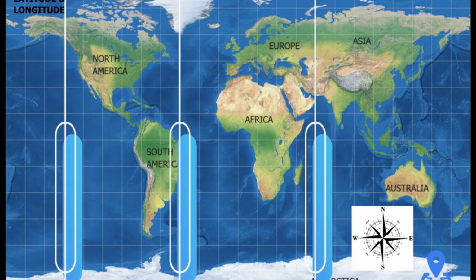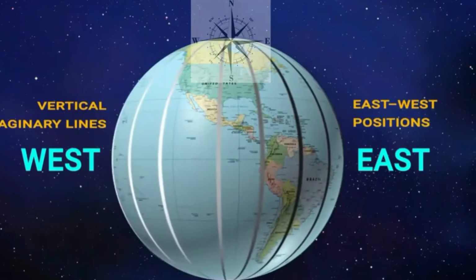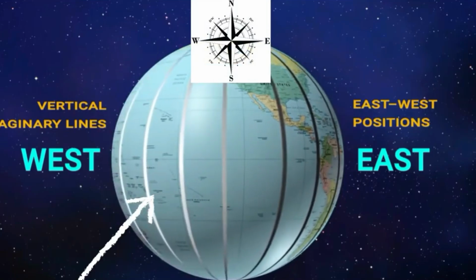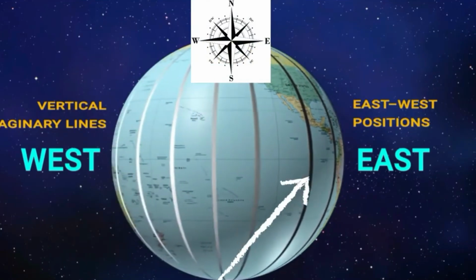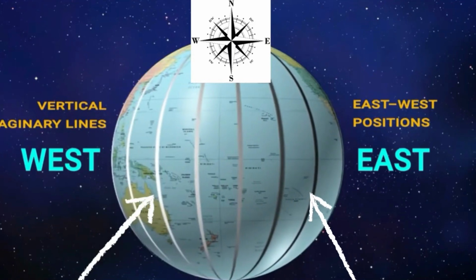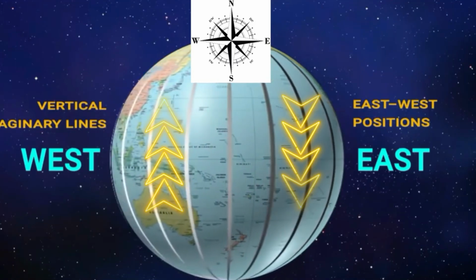Longitude lines look a little different on a globe. So let's take a look at that. Here we have a globe. And these lines that run north to south are called longitude lines. This is west, this is east, and these lines run north to south.